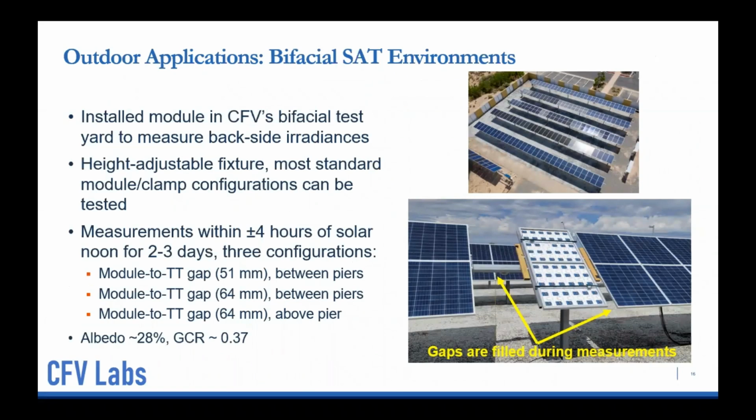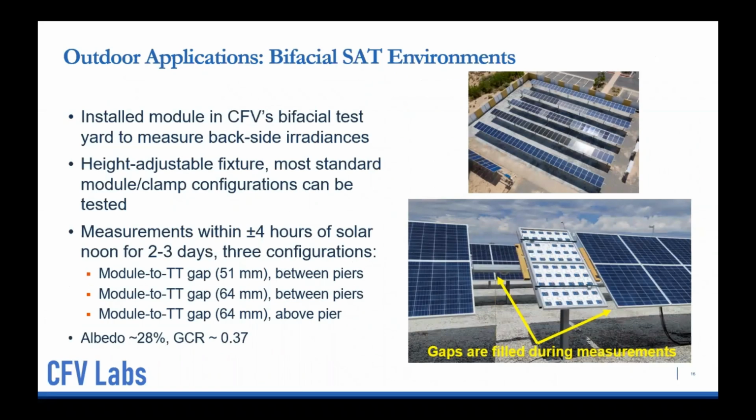So you can see here, this is the module installed facing downwards on the tracker torque tube. I want to put a little note here that these gaps are filled during the measurements, so we do not have this ground illumination problem while we're making the measurements. For this data set, I took measurements within plus or minus 4 hours of solar noon for roughly 2 to 3 days in each of 3 configurations.